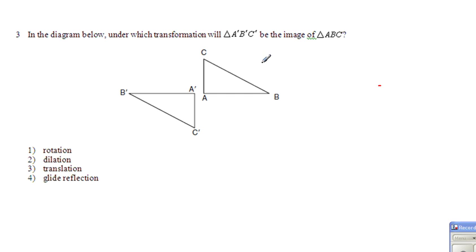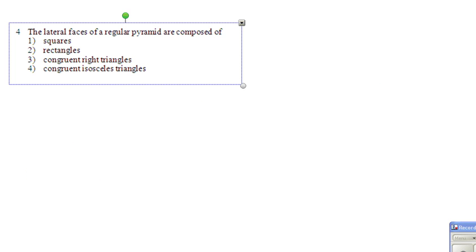Now, under which transformation will this be the image? Technically what they wanted you to do here was rotation. You see, about this point, when this picture rotates, it would have been right over here. So in fact, technically rotation works, but dilation also works, because of a dilation of -1 about that point. So in fact, these two technically work. But it cannot be translation, and it will not be a glide reflection. So technically any one of these two would have been fine. Alright, let us move on.